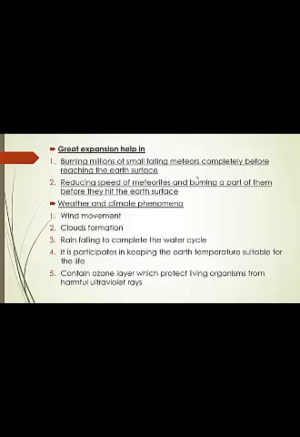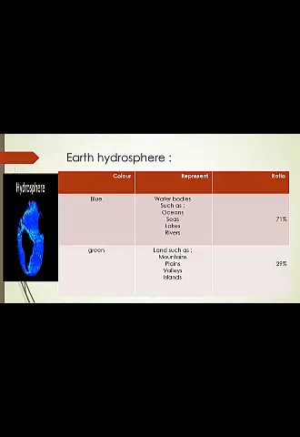Weather and climate phenomena. Firstly, wind movement, cloud formation, and rain falling to complete the weather cycle. It participates in keeping the air temperature suitable for the continuity of life, and it contains the ozone layer, which protects living organisms from harmful ultraviolet rays.